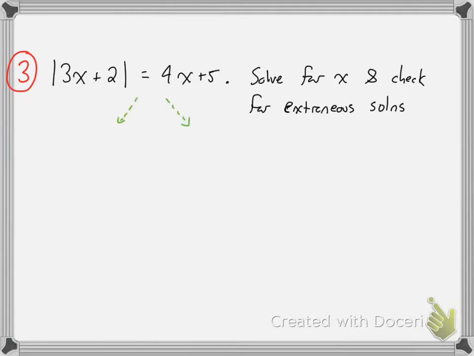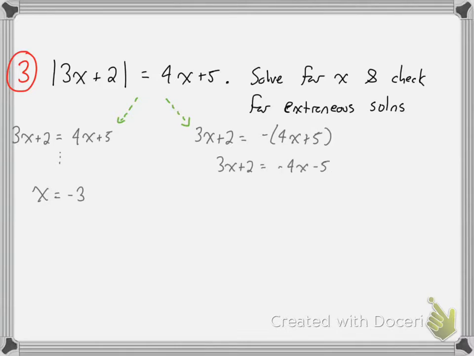So I want to see when 3x plus 2 equals 4x plus 5, and 3x plus 2 equals negative, parentheses, 4x plus 5. When I'm checking for that negative solution, remember I want that whole other side to be negative, so it's important to remember parentheses there. When I solve on the left, combining like terms and everything, that simplifies to give me x equals negative 3. On the right side, I distribute out the negative, combine like terms, and I get negative 1.